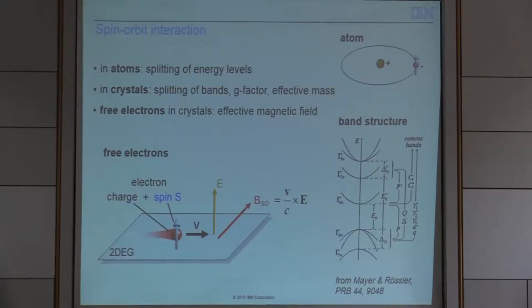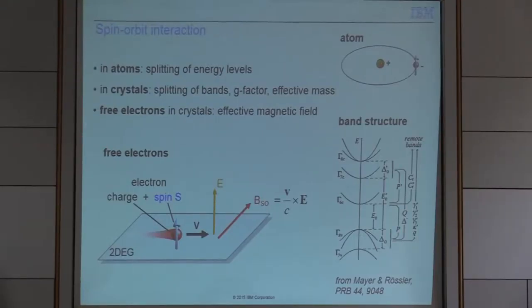Okay, so spin orbit interaction is a very fundamental effect. It is essentially the transformation of an electric field into the reference frame of a moving electron. And in that reference frame of the moving electron, this electric field has a magnetic component and interacts with the spin.